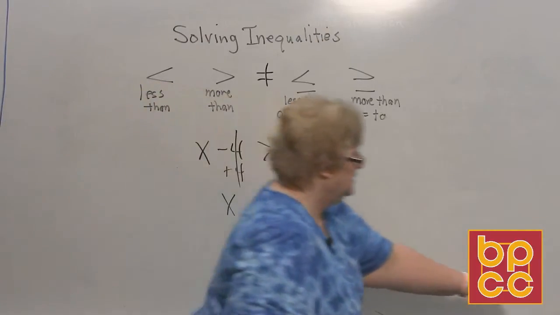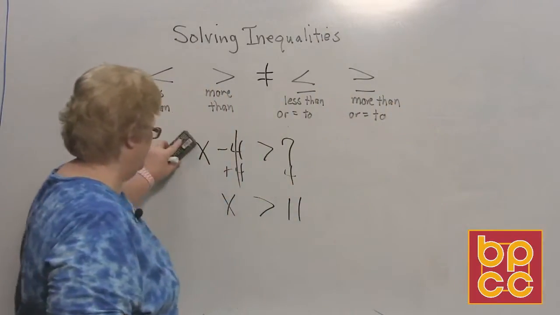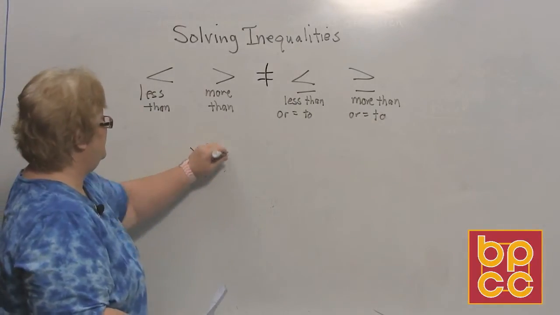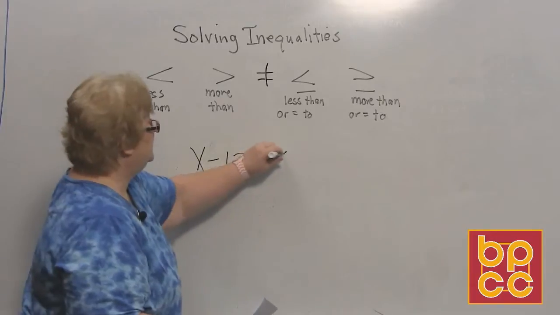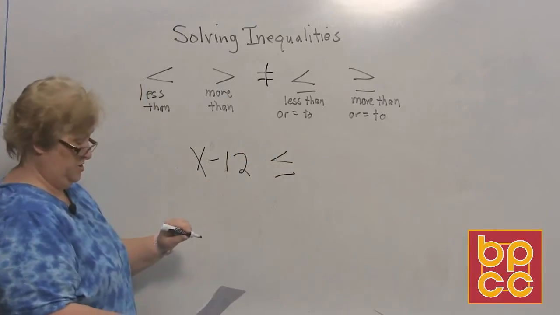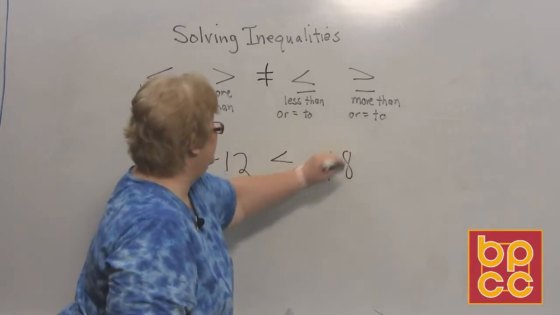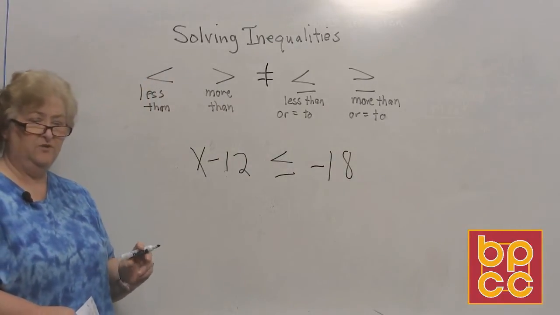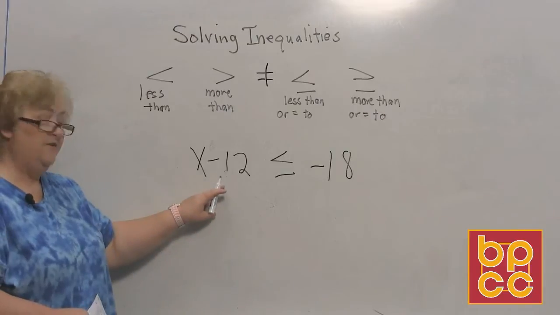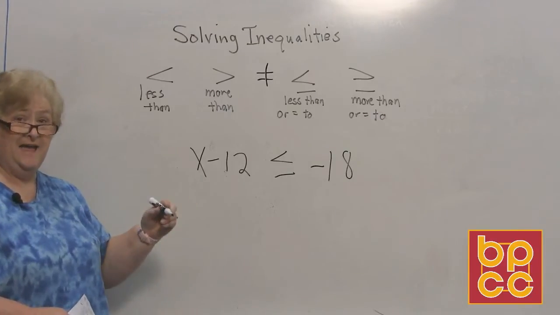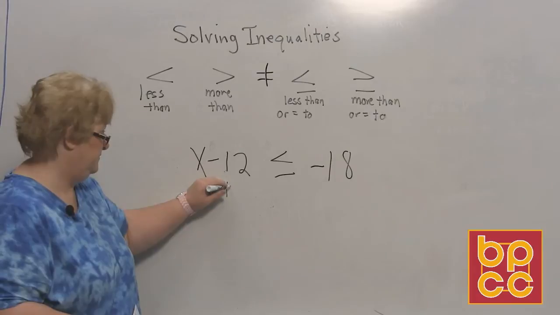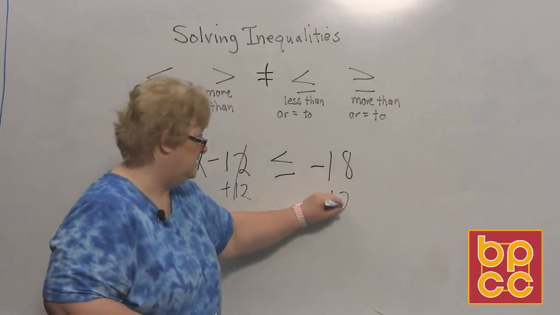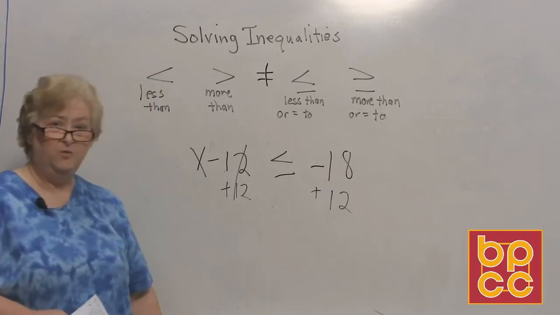Okay. Let me get my eraser here. Okay, let's try another one. Let's go for this one. Let's say we have x minus 12 is less than or equal to a negative 18. Okay? Now, we're getting ready to move the 12 so we can isolate the x. 12 is a negative right now, so I need to add a positive 12. That will clear out, and I'll add a positive 12 over here. I'll put a positive sign if you want me to.